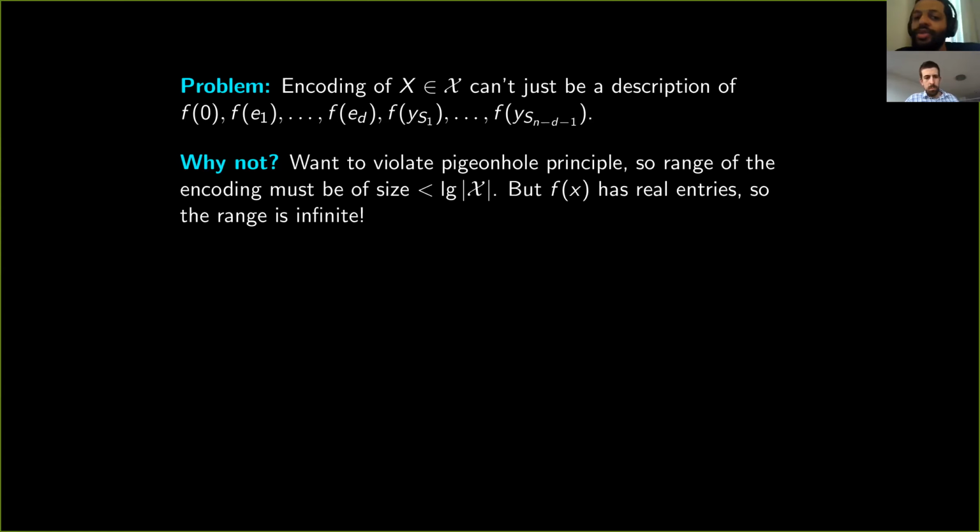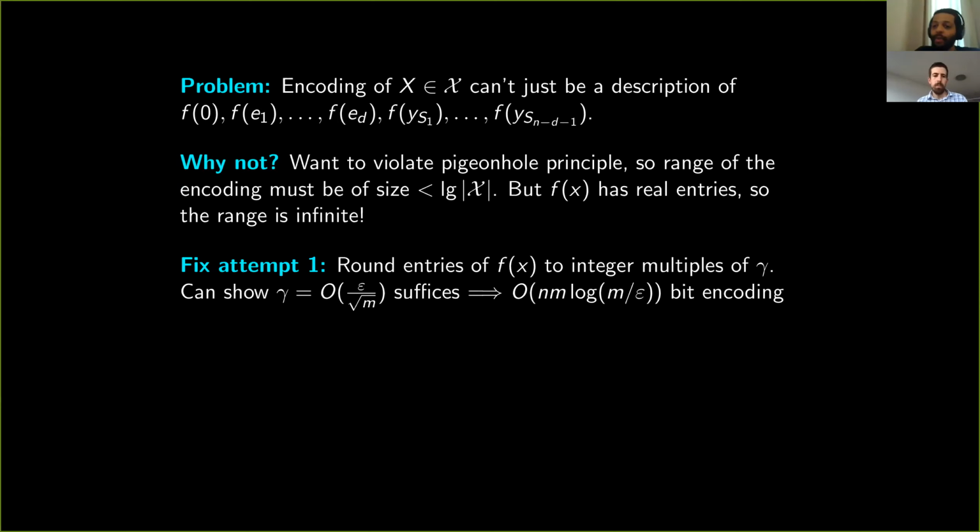Why don't I just round these numbers to finite precision? So each entry of these vectors is a real number. I'll just round it to finite precision. And in fact, that sort of works. So you can show that if you round the entries to integer multiples of gamma, where gamma is epsilon over root m, a Cauchy-Schwarz shows you that that's enough.